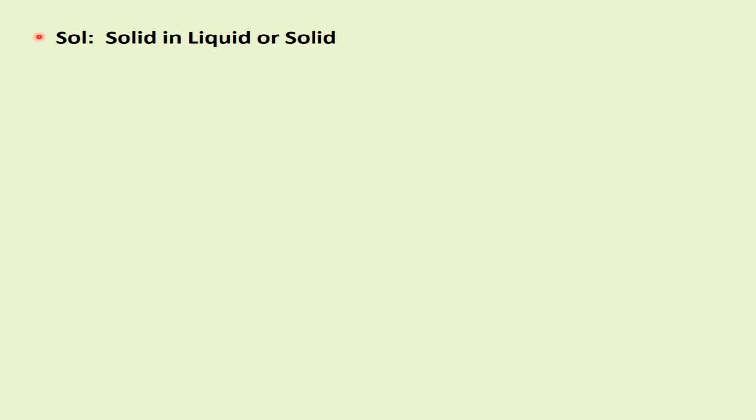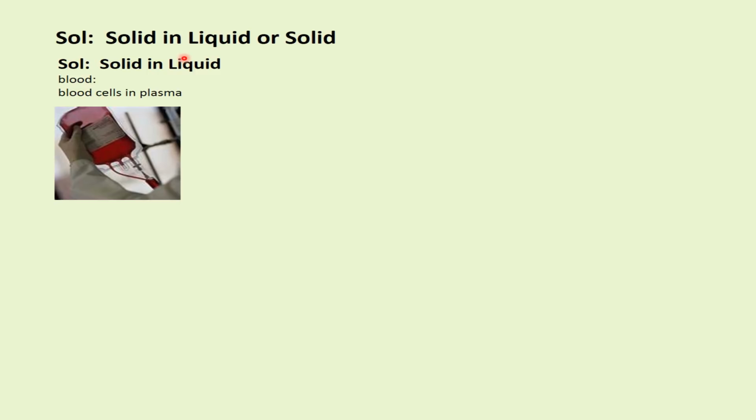A third type of colloid is a sol. And a sol is a solid which is dispersed in either a liquid or a solid. Let's consider some cases where a solid is dispersed in a liquid. For example, blood. The blood cells are solid. They are dispersed in the liquid portion of the blood called plasma.